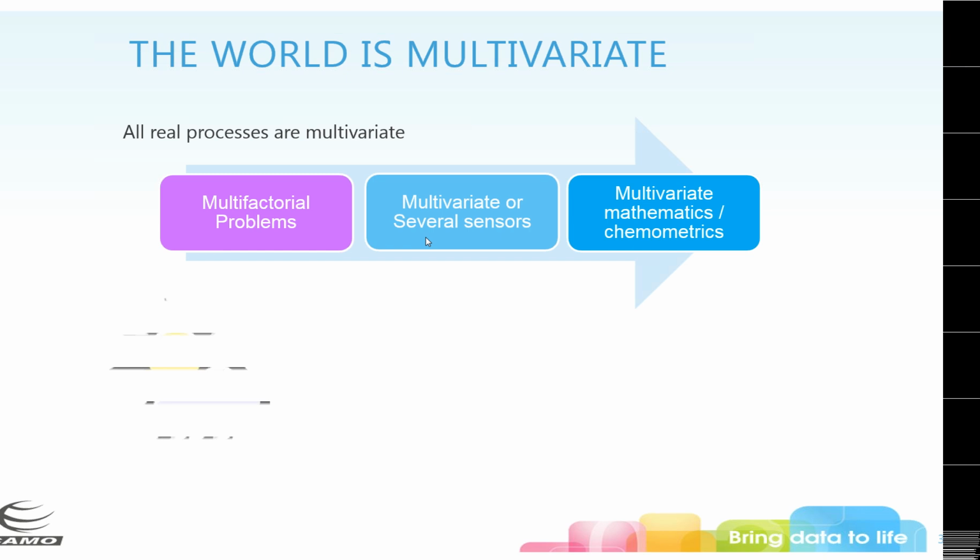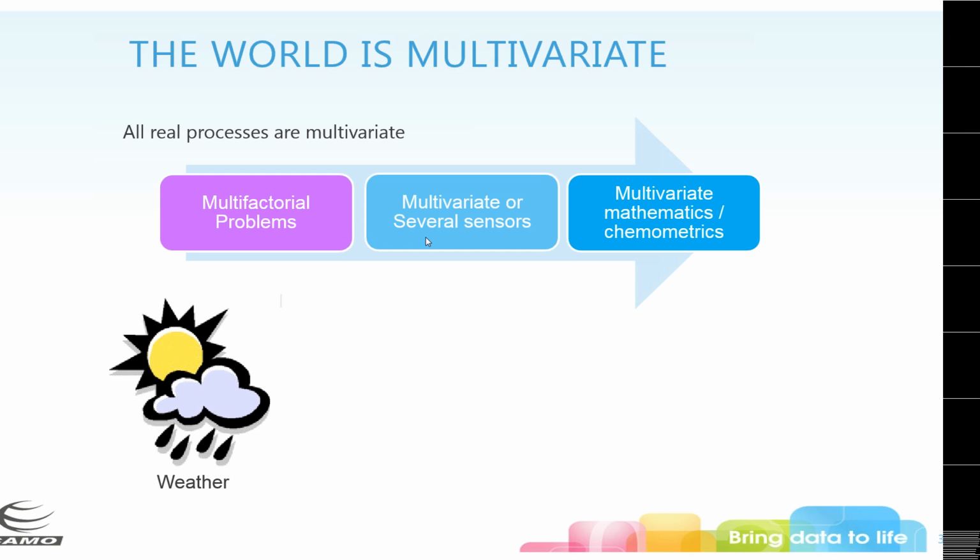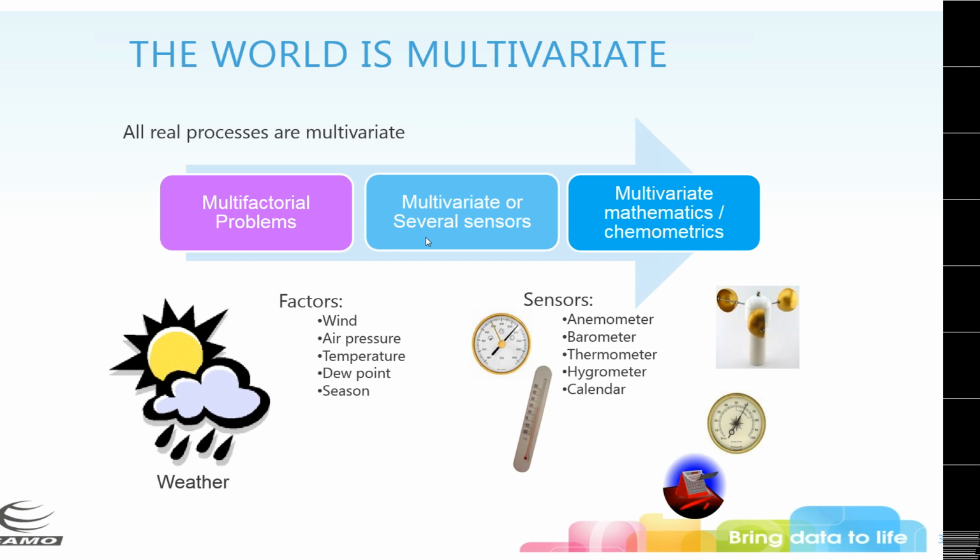So why multivariate again? In the real world, most processes are multivariate. We have multivariate problems like the weather, for example. What types of variables go into account for how you predict the weather? You've got lots of factors: wind, air pressure, temperature, dew point, your season, etc. And all of these things are correlated with each other. If you just measured the wind, it wouldn't tell you if it was a rainy day. So you need lots of different types of measurements to get the full picture. There are lots of different sensors for these factors: an anemometer, barometer, thermometer, hygrometer, calendar. Using the output from these sensors, we can determine what the weather is.